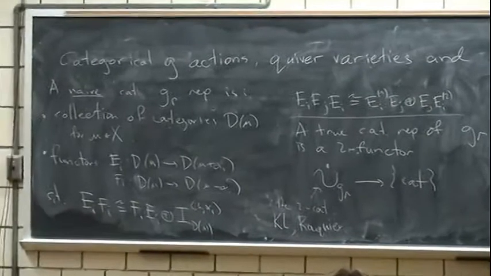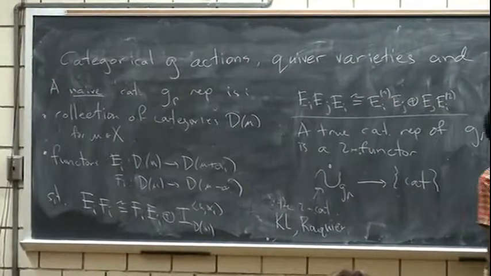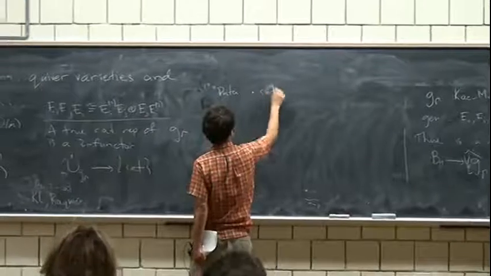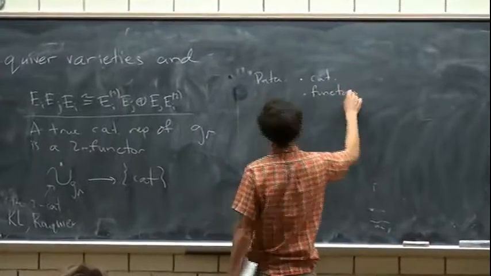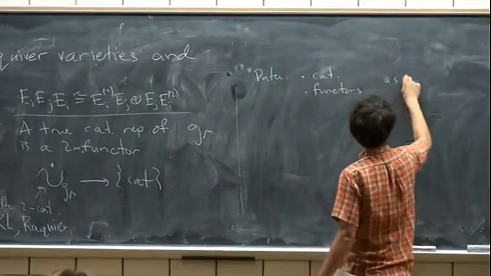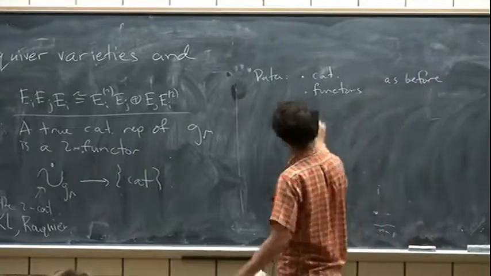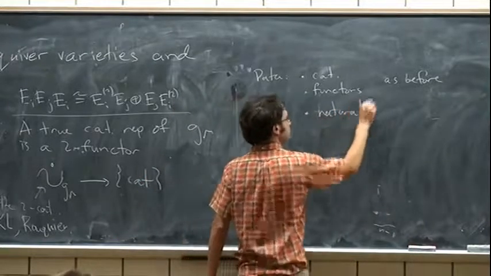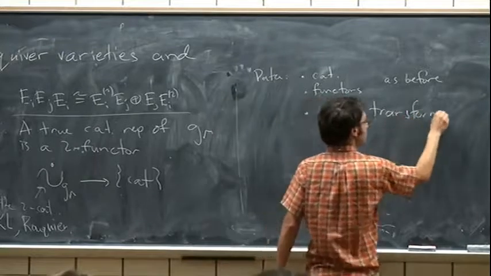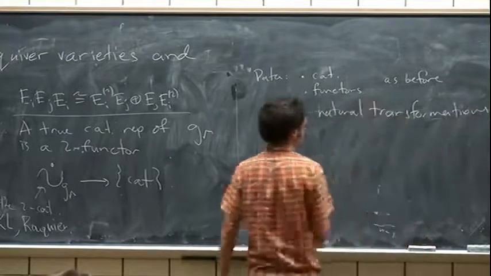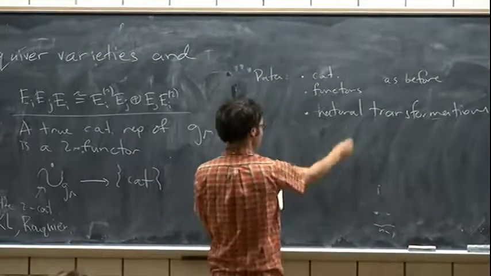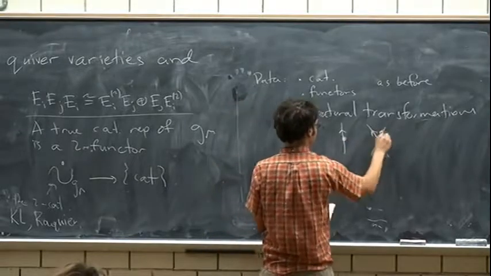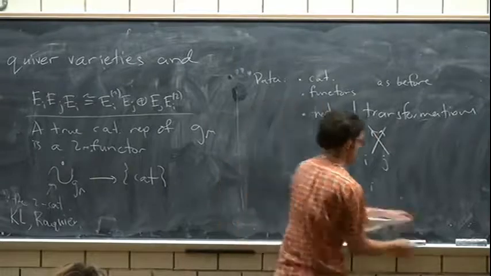So a true categorical representation of G gamma is such a two-functor, and just to spell out what that means, we have similar data. So we have categories, we have functors as before, exactly the same data there as before, but at the third level we now have natural transformations of functors, which somehow have pretty pictures associated to them. So like this one, or this one. And I'm going to make each one a separate line.